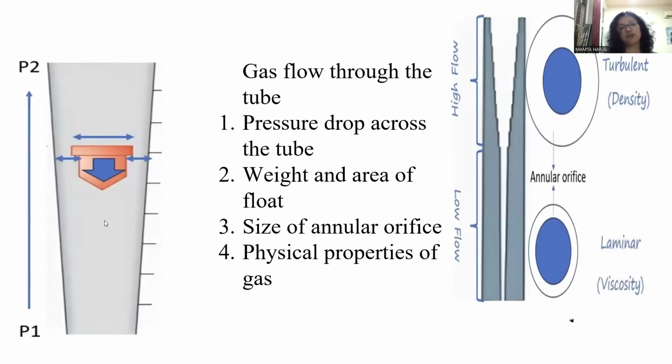Now, this gas flow through the tube depends upon four main factors: the pressure drop across the tube, weight and area of the flow, size of the annular orifice, and the physical properties of the gas. You should always remember that in the lower part of the tube, the flow is laminar, so the principle followed is viscosity, while at higher flows, when the bobbin goes up, the flows become turbulent, and the parameter to be used here is density.